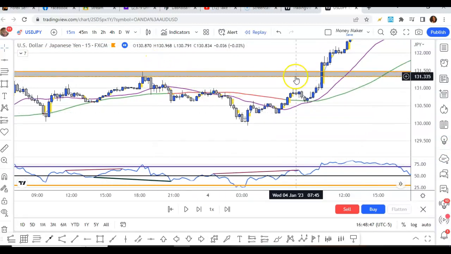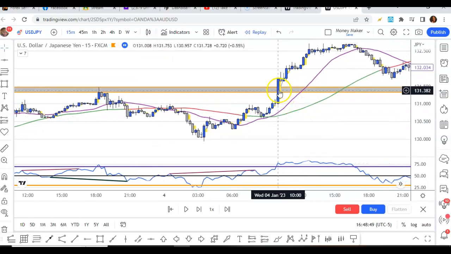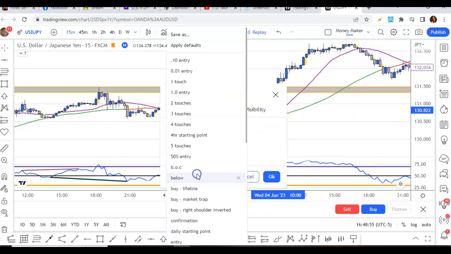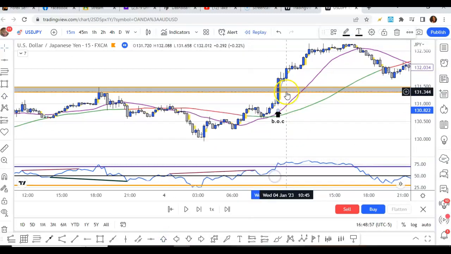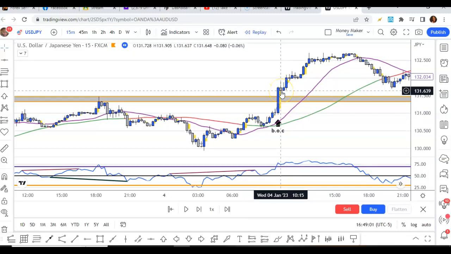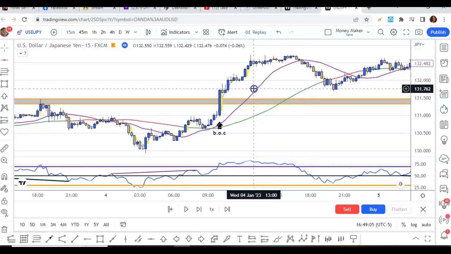I have my zone. I have my breakout candle right here. I'm going to go ahead and label it so we're all on the same page. When that breakout candle closes, you're going to market execute for the breakout entry. You're going to go typically for 15 to 20 pips when you market execute.